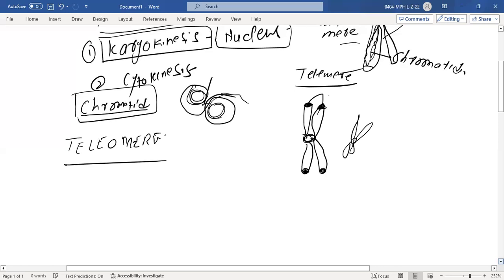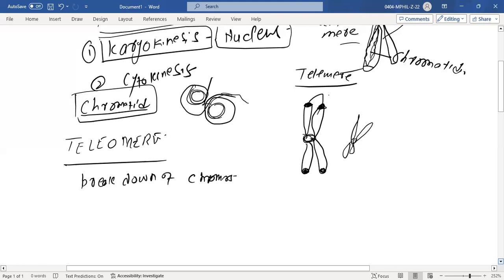Why is it present at the end of this chromosome? The answer is it has two functions. You can say mainly it has one function, that is, it protects against the deterioration of the chromosome, or the damage of the chromosome, or the breakdown of the chromosome.